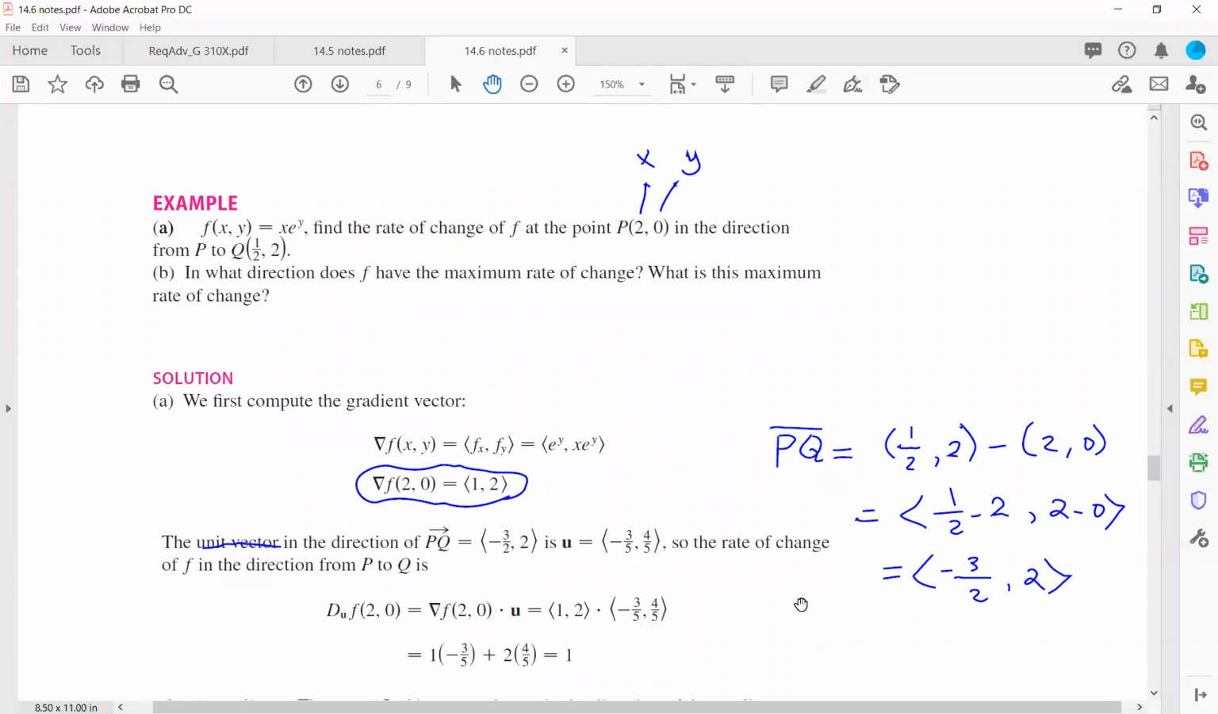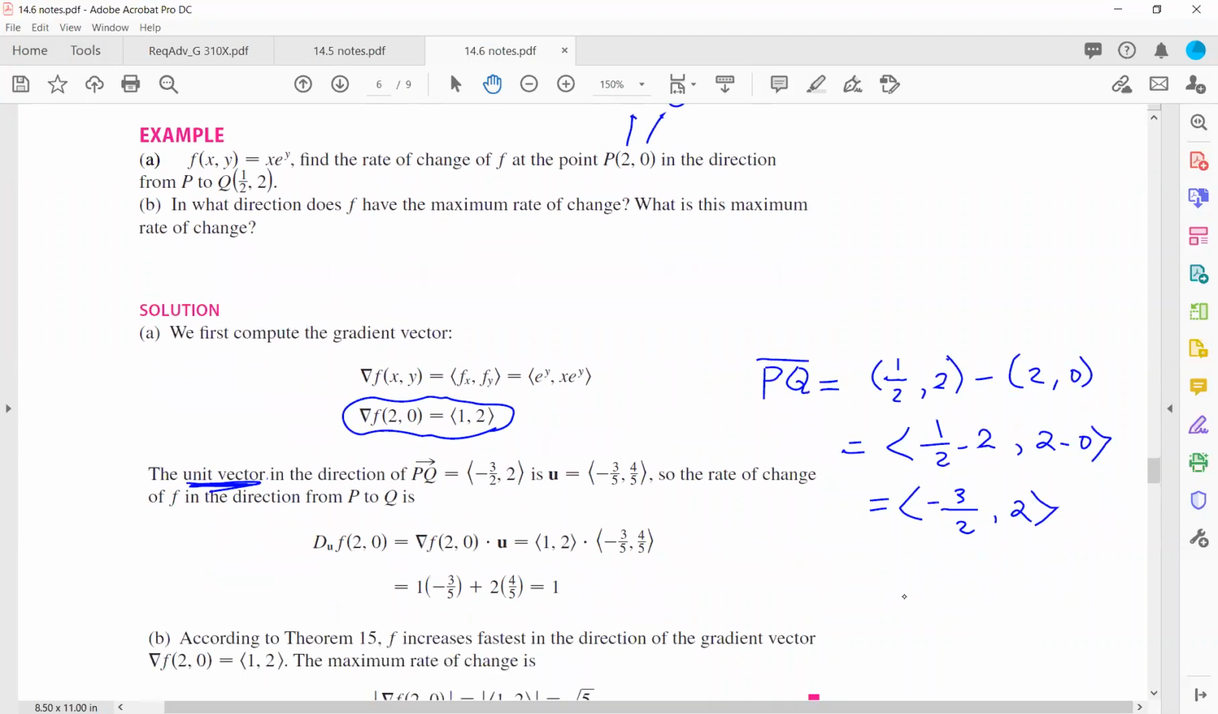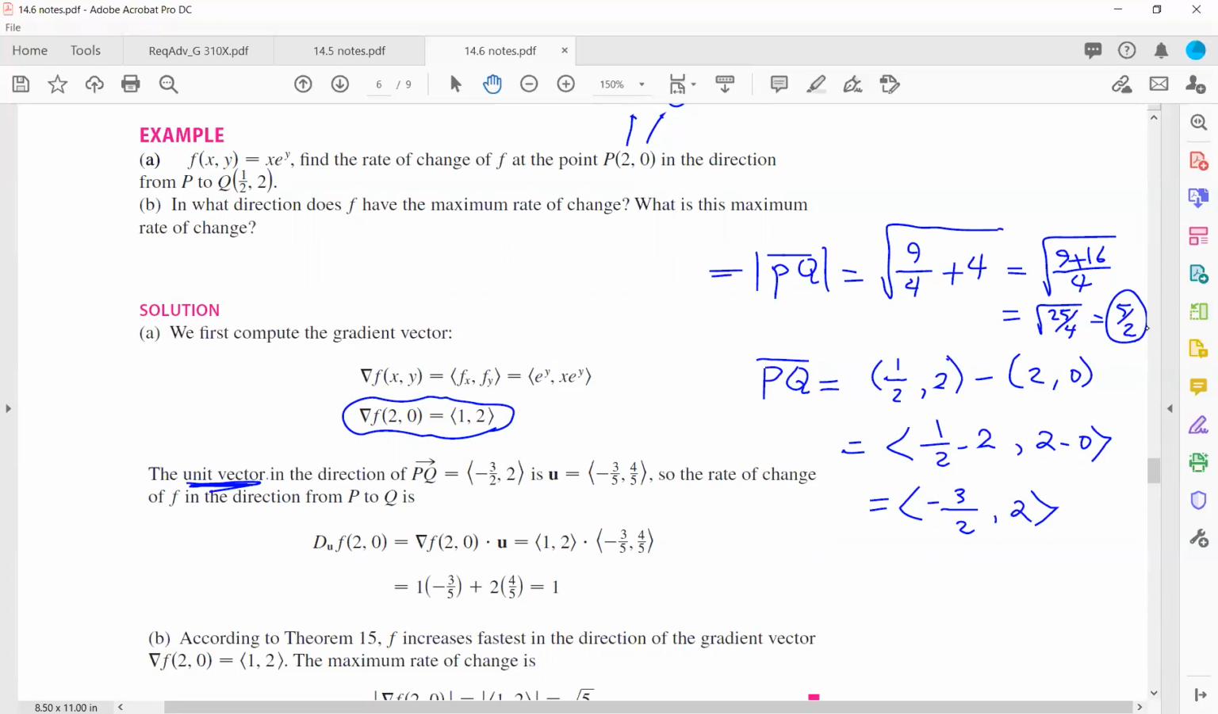Okay, perfect. So now the question is, what is the unit vector? Is this unit? The length is 1. What's the length of this vector? So the length of PQ is equal to square root of 9/4 plus 4, which gives you square root of 9 plus 16 over 4, or square root of 25/4, or 5/2. Obviously, the length of this vector is not 1. This is not a unit vector.